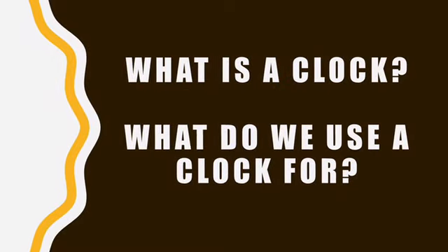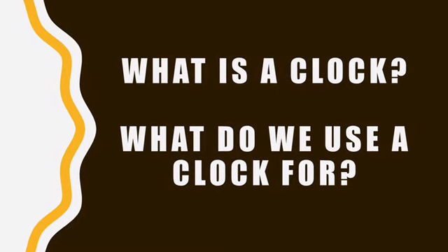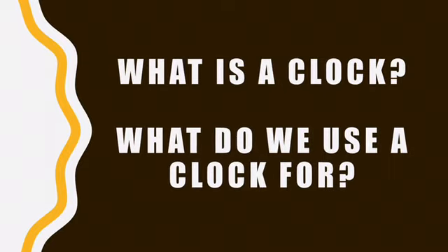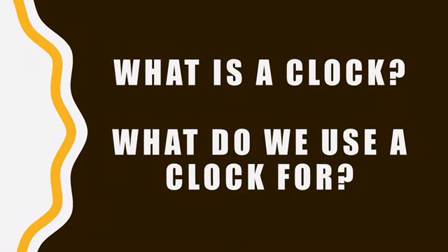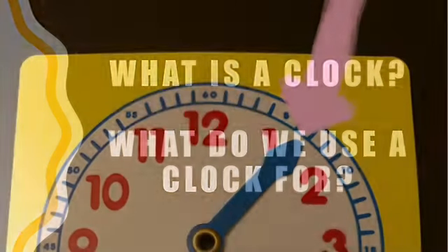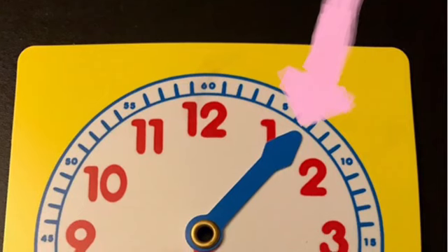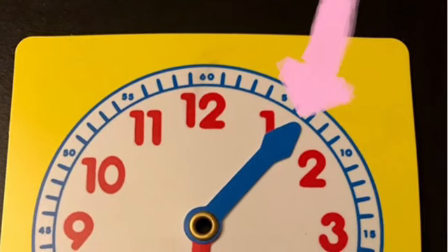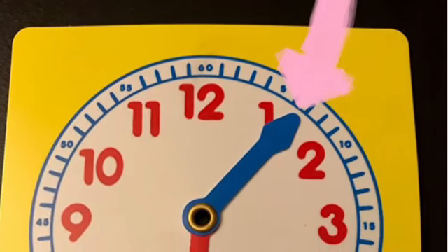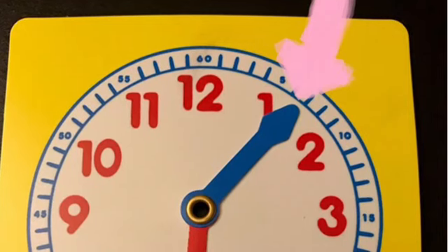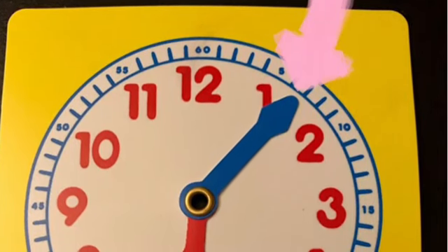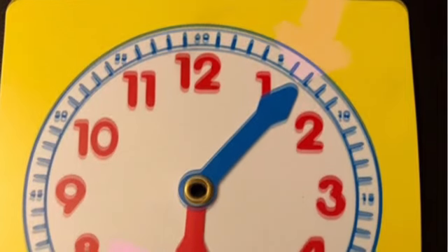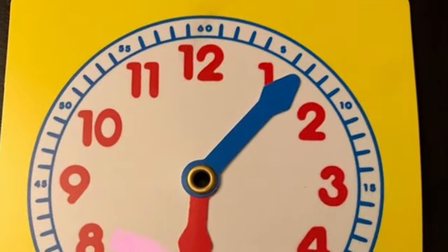First, I would introduce the topic by asking, what is a clock, or what do we use a clock for? And the student should answer with telling time. Then, I will go over the parts of a clock, identifying that the long hand tells the minutes and the short hand tells the hour. You can also identify long and short hand by colors, such as the blue hand tells the minutes and the red hand tells the hour.